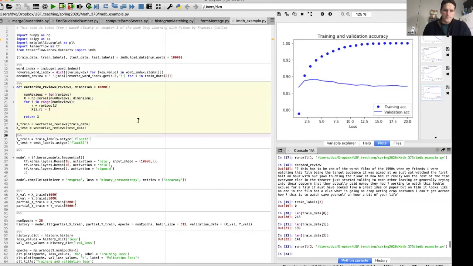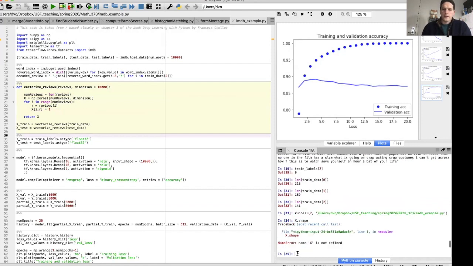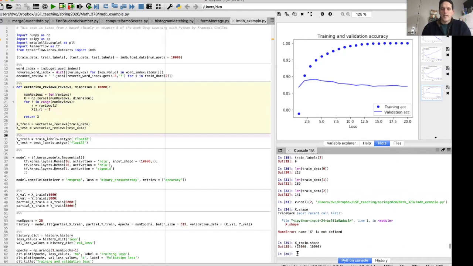Takes a second. And now let's look at what we've got. If I do x.shape, oh, sorry, let's do xtrain.shape. Okay, 25,000 rows. That's because our training data set consists of 25,000 movie reviews from IMDB. And each feature vector has 10,000 components because our dictionary has 10,000 words in it.